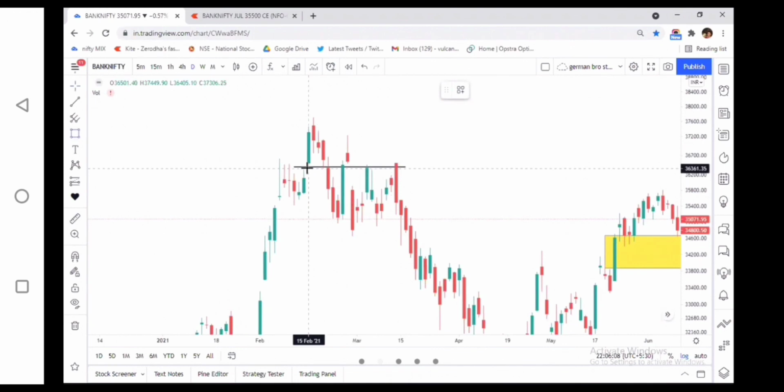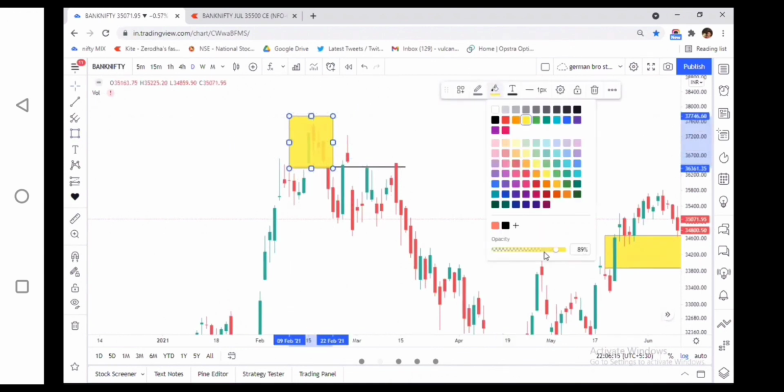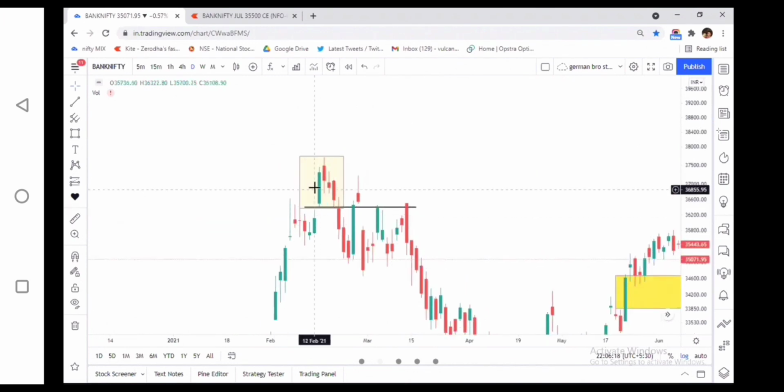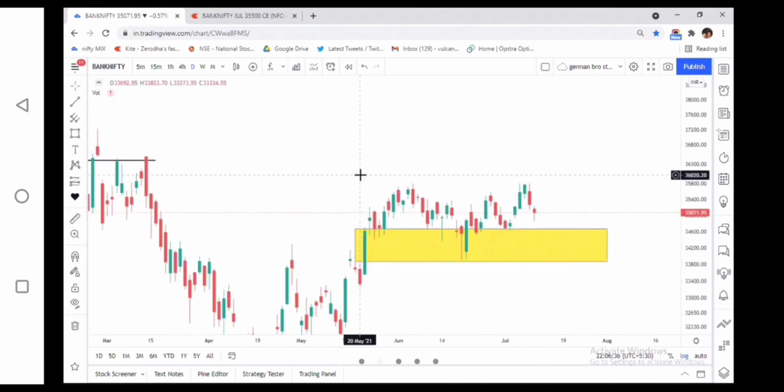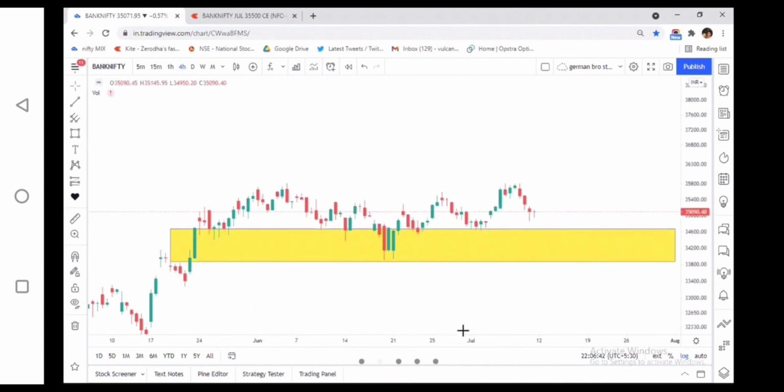What actually is a liquidity void? This is the complete structure when price buys on one side and sells on one side. So this structure is complete in the sense that price did not need to come back again, because that structure is filled by buying and selling.